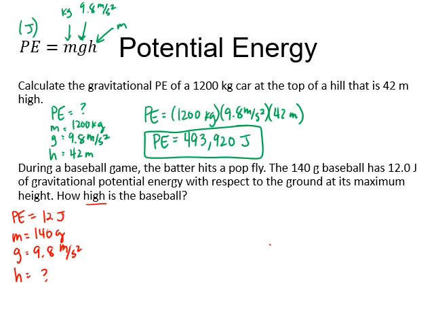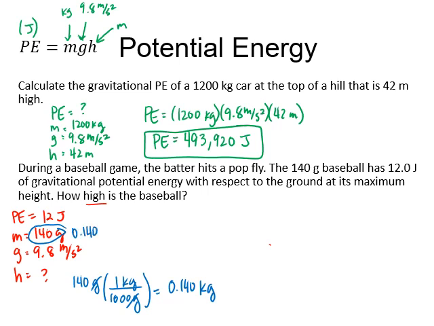In terms of units, grams is not the correct unit that we want. This needs to be in kilograms. So we need to convert that. And I know there's 1,000 grams in every kilogram. So grams cancels out, and this is going to leave us with 0.14 kilograms. And that's the value that we're going to need to use in order to solve for height.